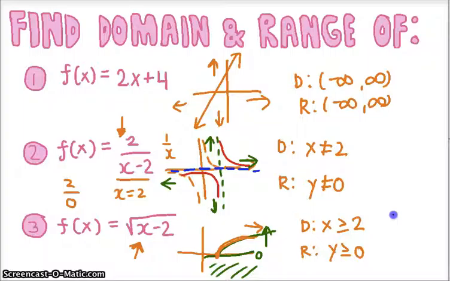And we can also write this as the closed bracket 2 comma infinity for the domain, and 0 comma infinity for the range. We can write it both ways, but they mean the same thing.